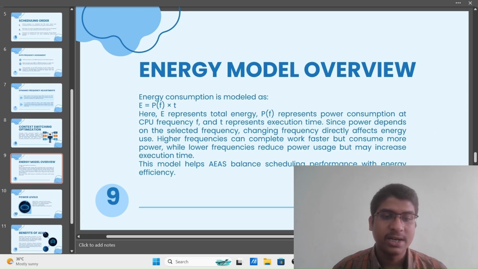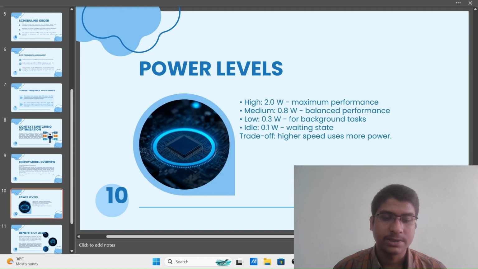Now let's talk about the energy model. Energy is calculated as power multiplied by execution time. We define the power levels as high frequency 2 watts, medium 0.8 watts, low 0.3 watts, idle 0.1 watts. High frequency, high performance. Low frequency, lower power consumption.